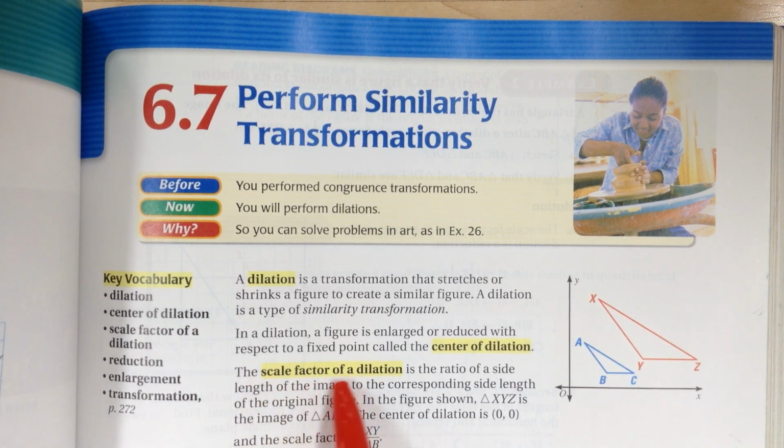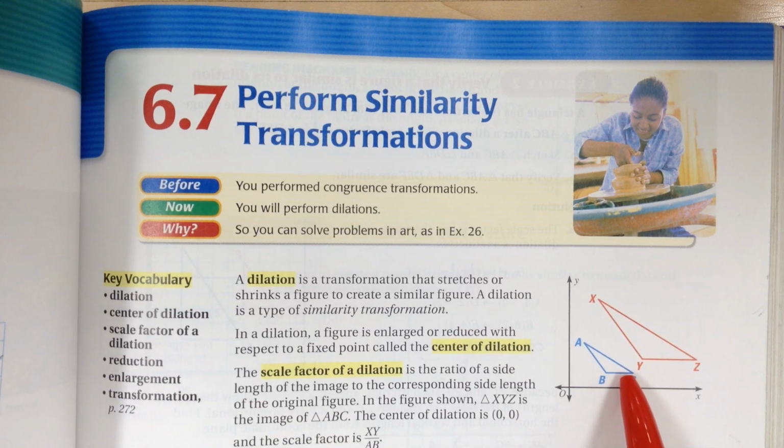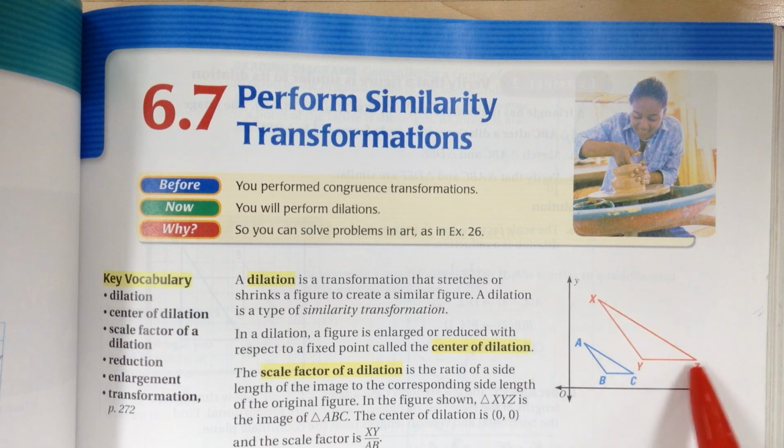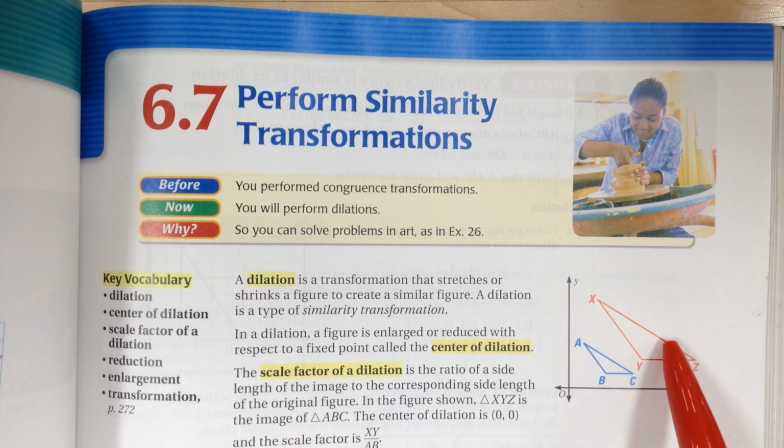Okay. The scale factor of a dilation is the ratio of the side length of the image to the corresponding side length of the original. Okay, so the ratio of the image to the original, that would be your scale factor. So it says in the figure shown over here, triangle XYZ is the image of triangle ABC. So triangle ABC is the original, and this is the image.